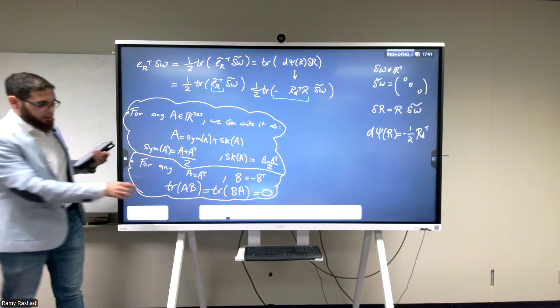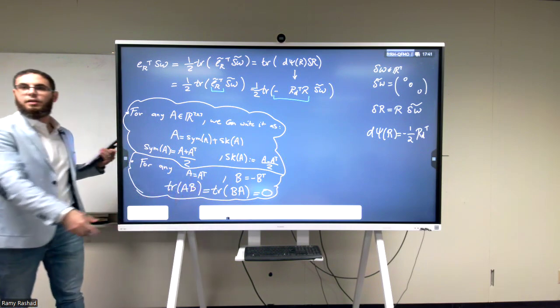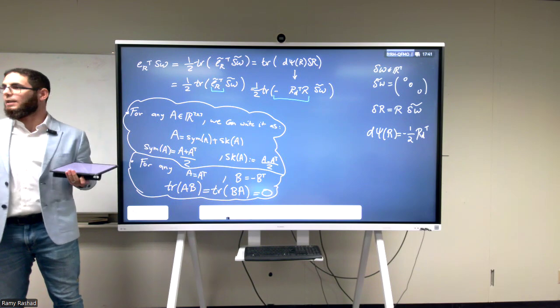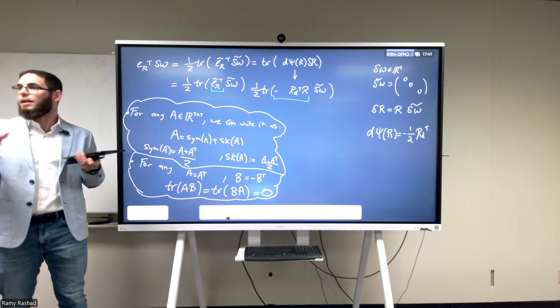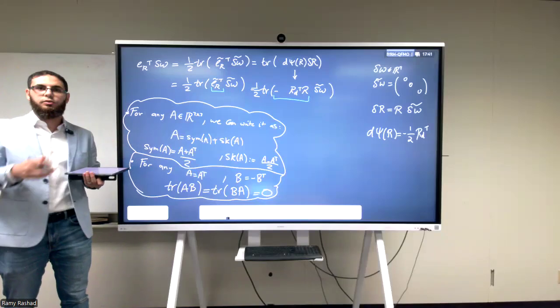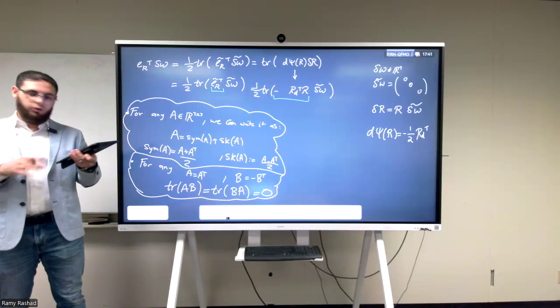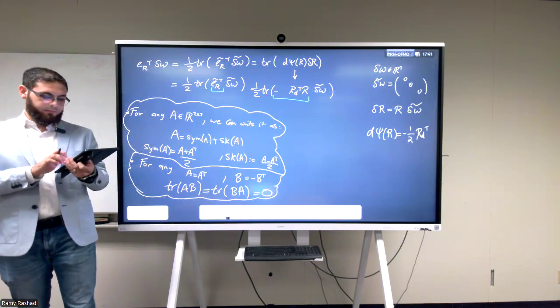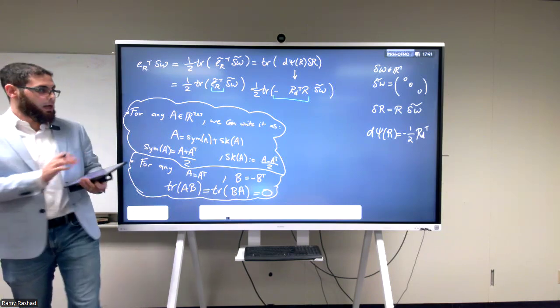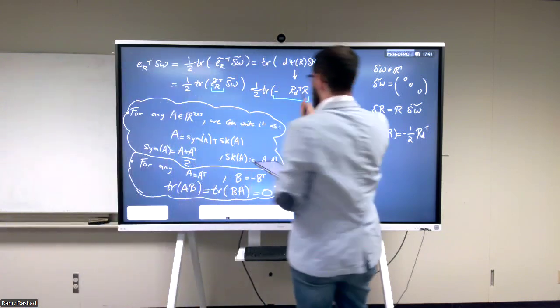Take the trace of any symmetric matrix multiplied by any skew-symmetric matrix, and you should get 0. This is very easy to prove by yourself. Just choose any matrix, or try to prove it symbolically, or look it up in any textbook. This is a fundamental property. Now let's take this property and go back here.